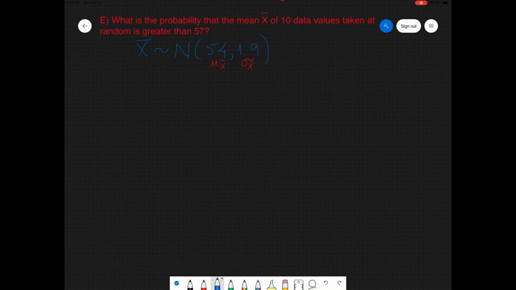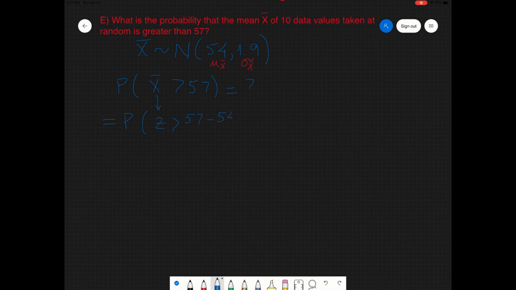Okay, now part E. What is the probability that the mean X bar of 10 data values taken at random is greater than 57? We have to compute the probability that X bar is greater than 57. Again, to compute this probability, we're going to rely on computations under the standard normal distribution. So first we're going to convert the X bar values to z-scores. This probability is equivalent to the probability that the z value, when I convert X bar to a z-score, is greater than the z value for 57.